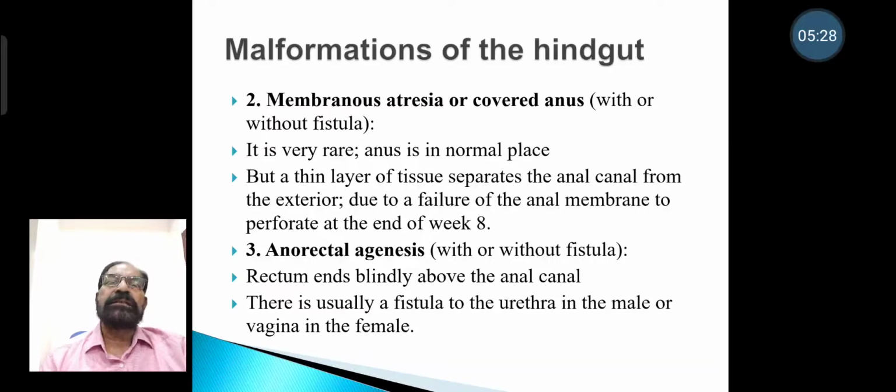Anorectal agenesis with or without fistula. Rectum ends blindly above the anal canal. There is usually a fistula to the urethra in the male and vagina in the female.